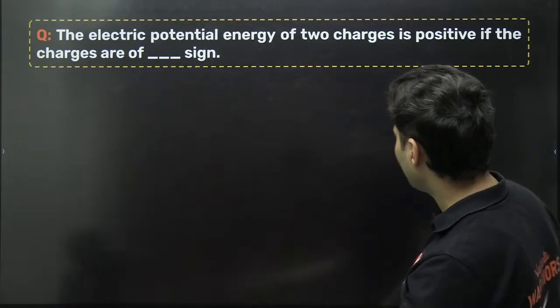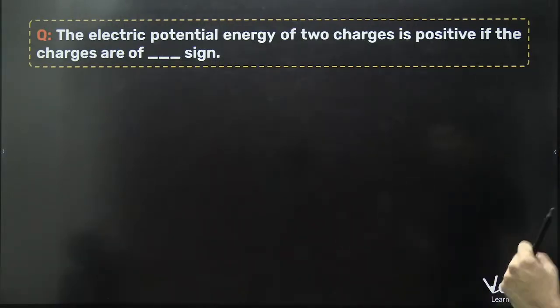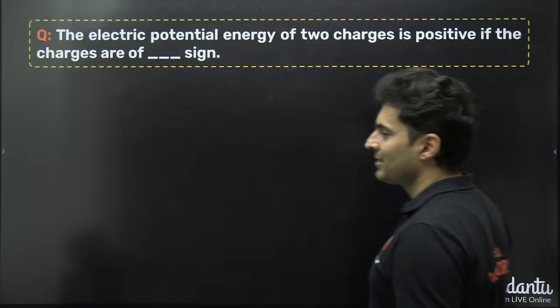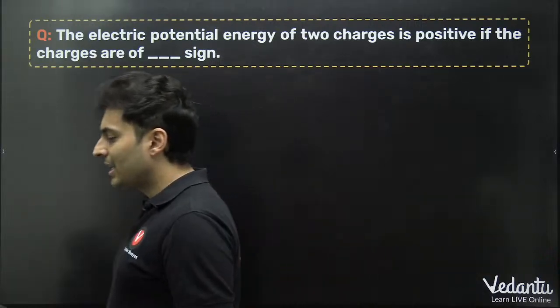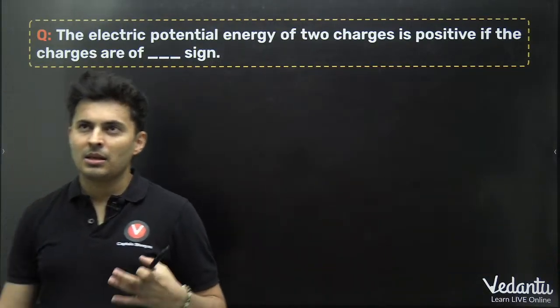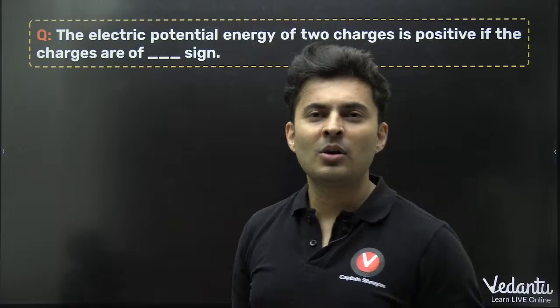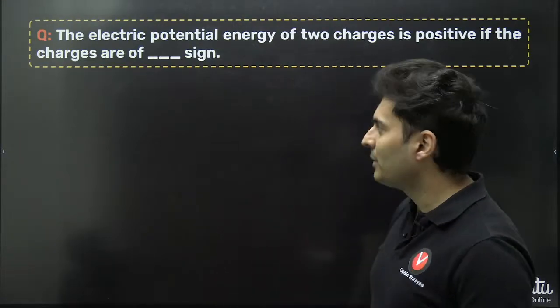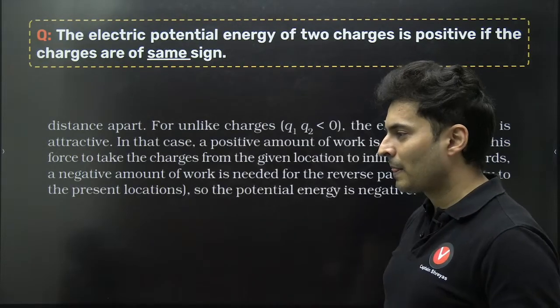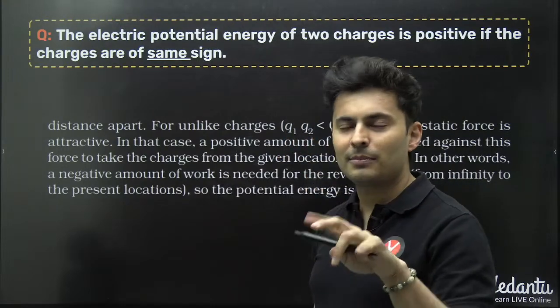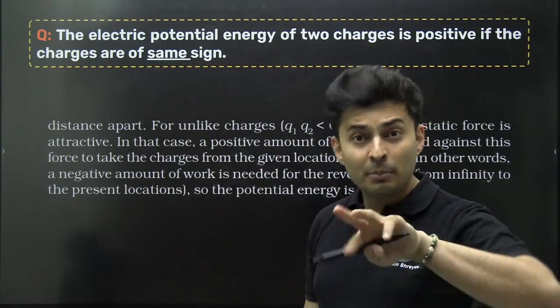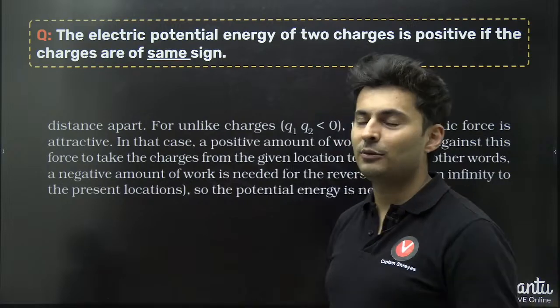Electrical potential energy of two charges is positive if the charges are of what sign? Energy is positive. Formula for energy is k q1 q2 by r. So either both charges are positive or both charges are negative. That means the charges should be of the same sign. Positive, positive, negative, negative. Positive, negative will make it negative potential energy.